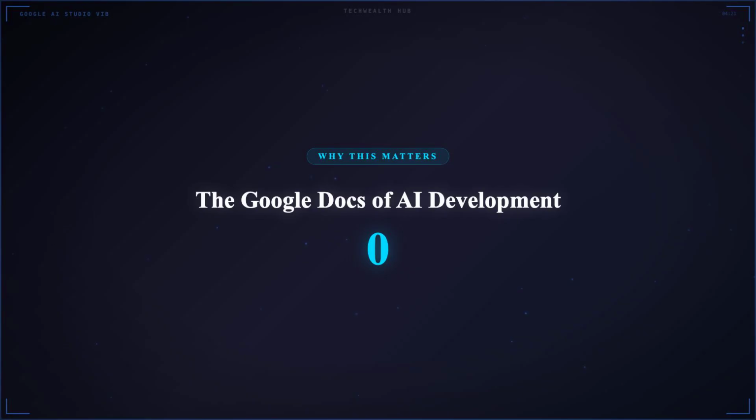Think about what that means. A product manager and a developer in the same canvas, prompting the AI together, seeing changes in real time. No pull requests, no merge conflicts, no waiting for deployments. The app is live as you build it.